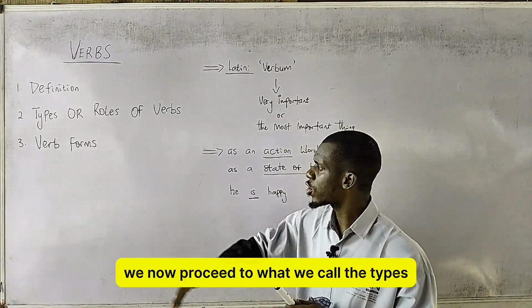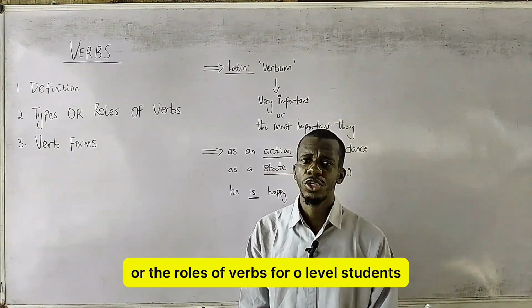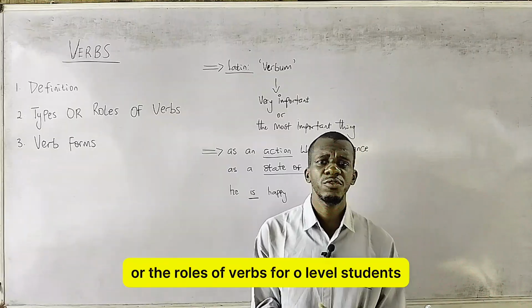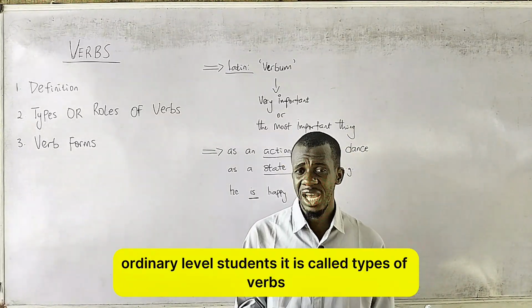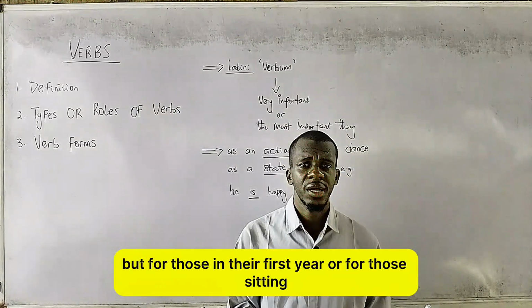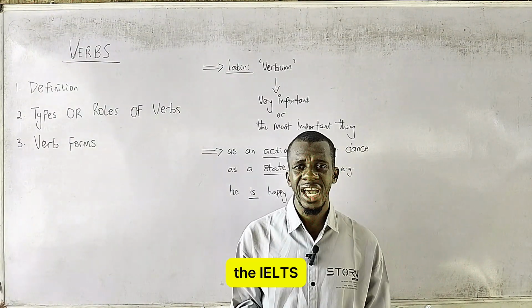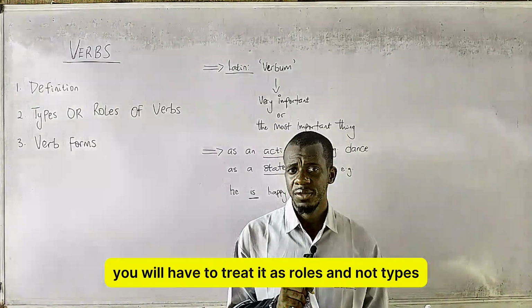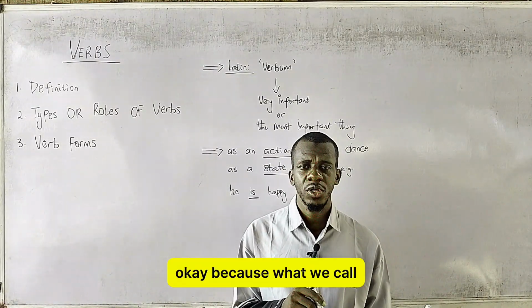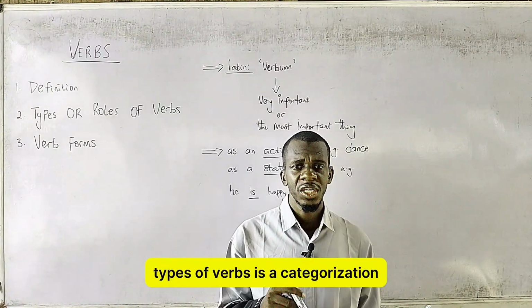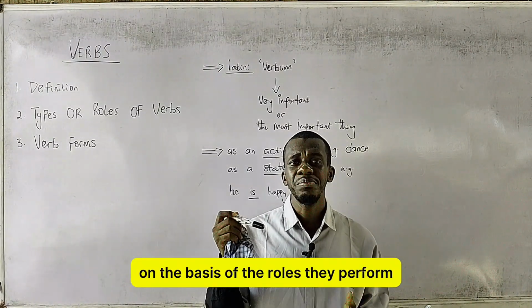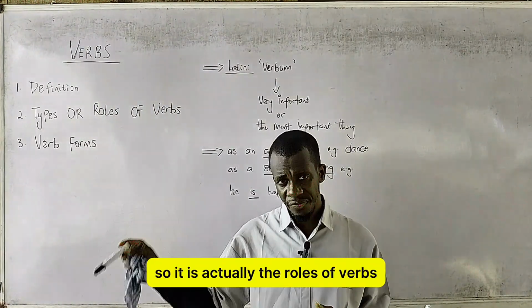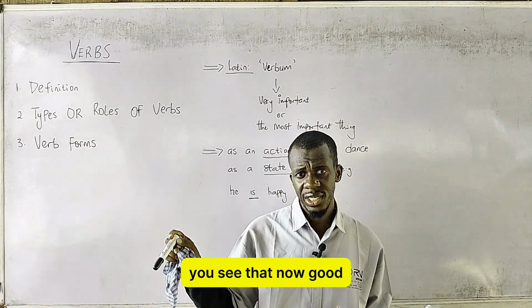We now proceed to what we call the types or the roles of verbs. For O-level students, ordinary level students, it is called types of verbs. But for those in their first year or for those sitting the IELTS, you will have to treat it as roles and not types. Because what we call types of verbs is a categorization on the basis of the roles they perform. So it is actually the roles of verbs. You see that now? Good.